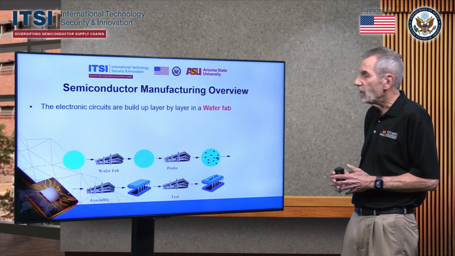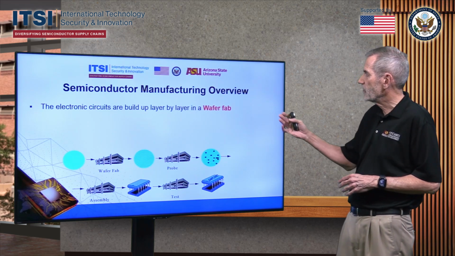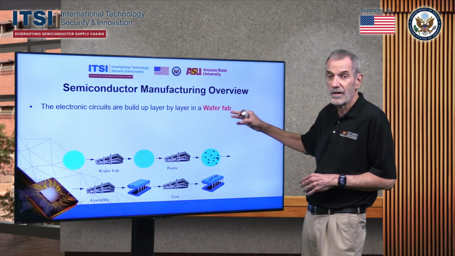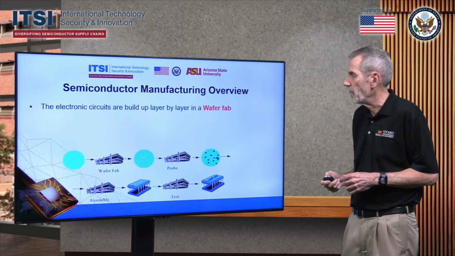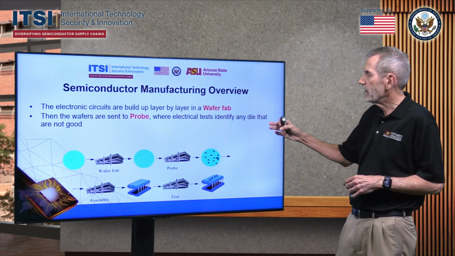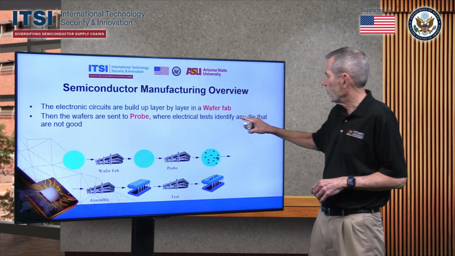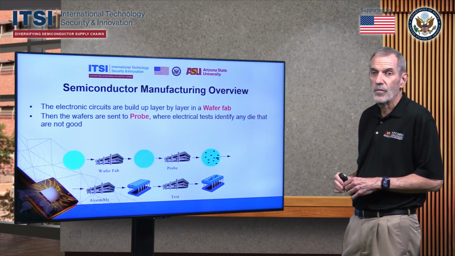So diving into that a little bit further, the electronic circuits are built up layer by layer in this wafer fabrication facility, or what we just call a wafer fab. The wafers are then sent to an area called probe, where the electrical tests identify which ones are good and which ones are not good.